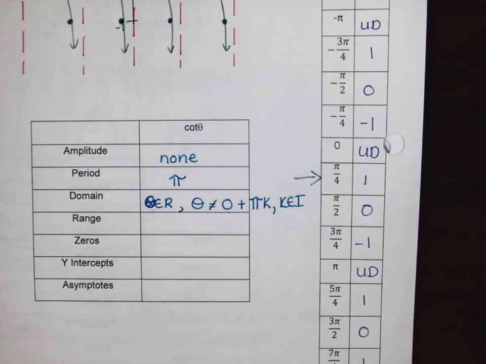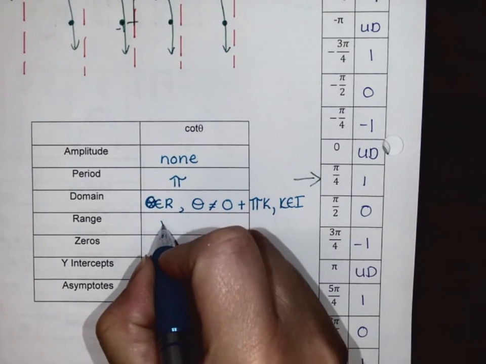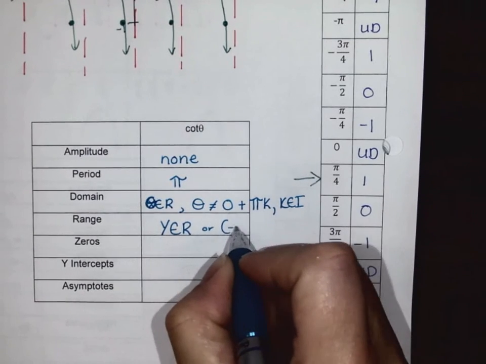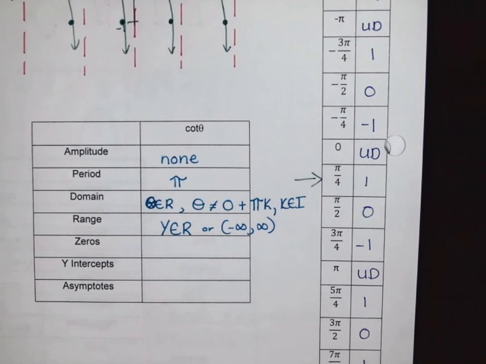Okay, what about the range? This one's easy. The range, y is an element of the reals, is good. Zeros of the function. We got lots. So we're going to make a general solution for it. When you have lots of them, you don't want to list them, because they could potentially go on forever.